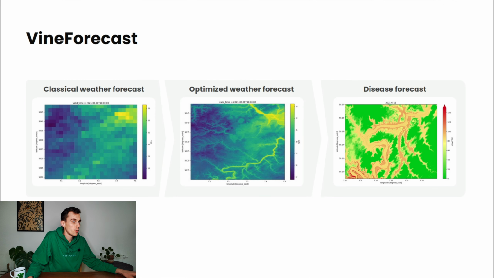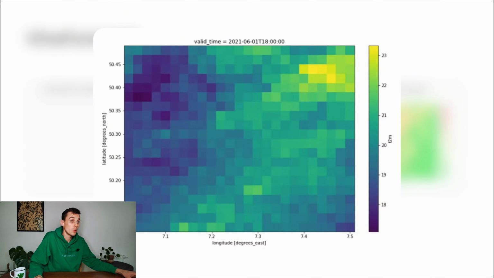You can see such a forecast here on the map on the left. Here, the temperature at 2 meters above ground is shown. The temperature ranges from approximately 18 degrees Celsius, here shown in the northwest in blue, to around 23 degrees Celsius, here shown in yellow in the northeast.